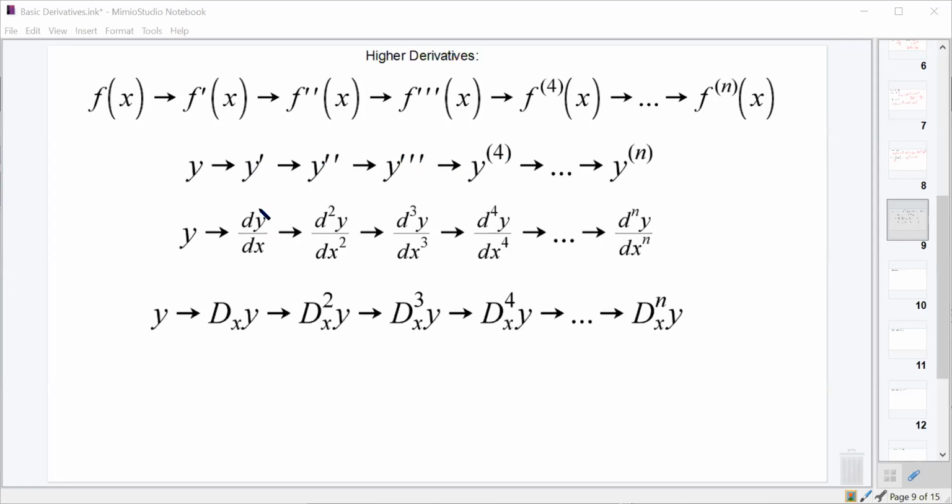And then again here, dy dx, second derivative of y with respect to x, third derivative of y with respect to x, and so on. Same with these ones. Everybody good with that notation? You're going to start seeing these. We're going to be finding these higher order derivatives right now.